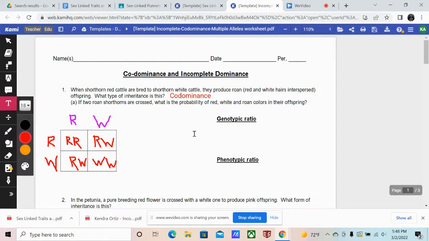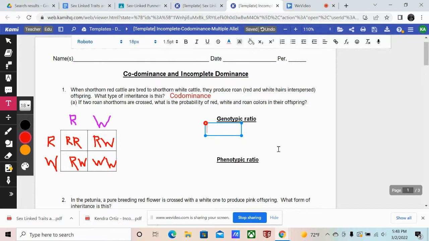There we go. All right, so genotypic ratio, it's just like any Punnett square. 1 out of 4 will have the genotype RR. 2 out of 4, or 50%, will have RW. And 1 out of 4 will have the genotype WW.